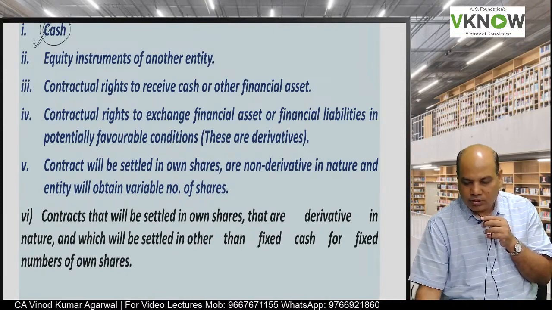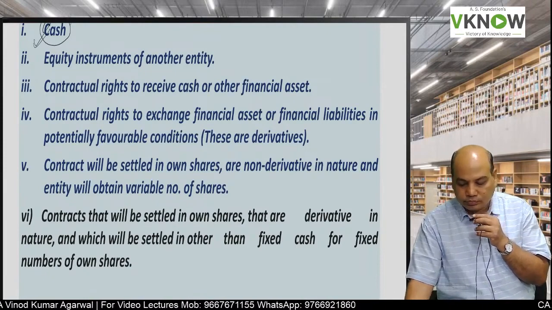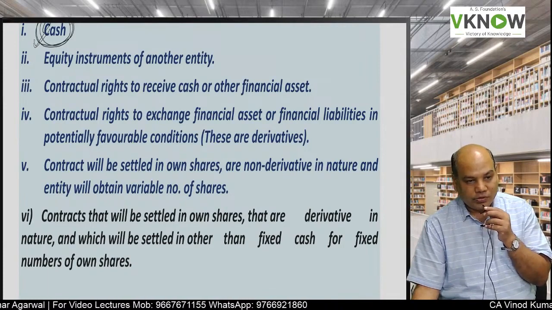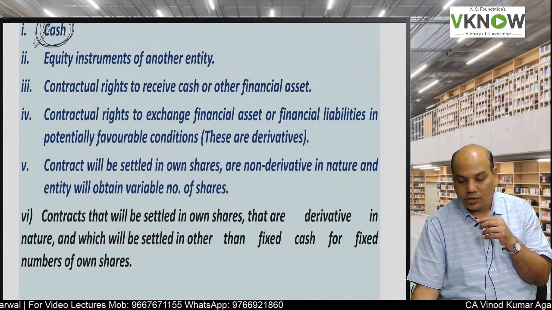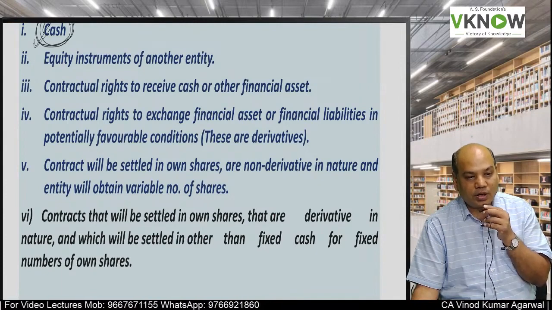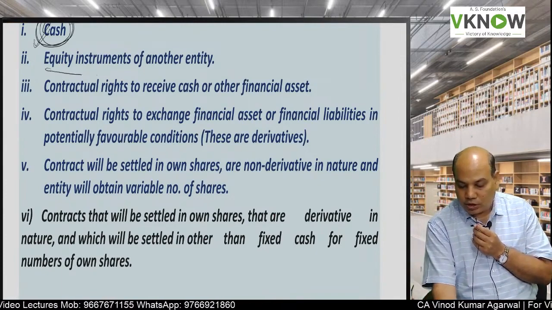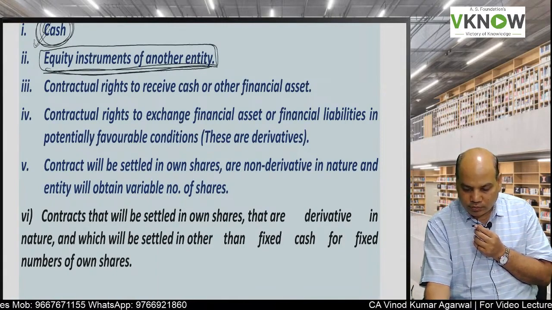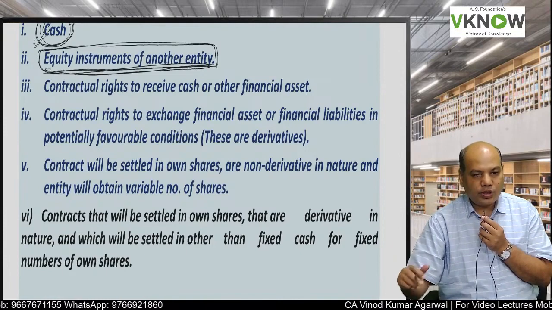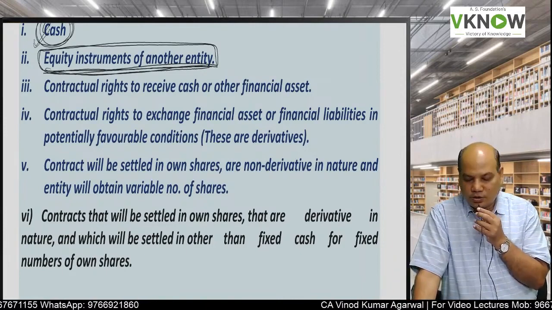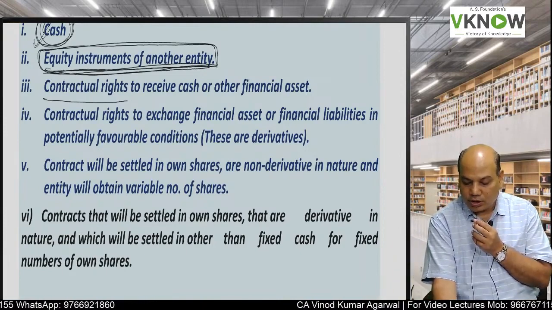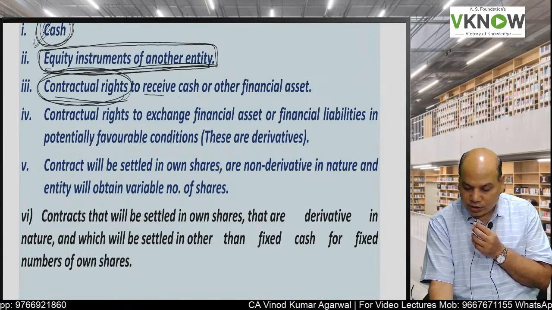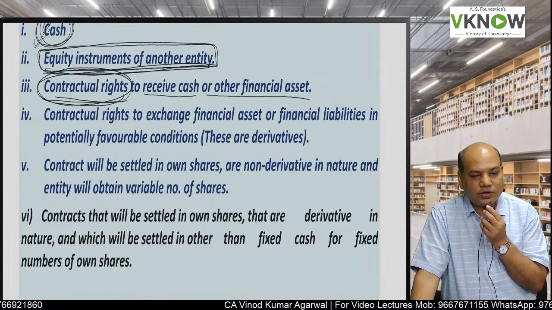Cash by definition is a financial asset because RBI has issued the currency note. So it is a financial asset for you and a liability of the RBI. Then, equity instrument of another entity. If you are holding an equity instrument, an equity share, for you it is a financial asset, for the other party it is equity. Then contractual right: it should be a contractual right to receive cash or other financial asset.